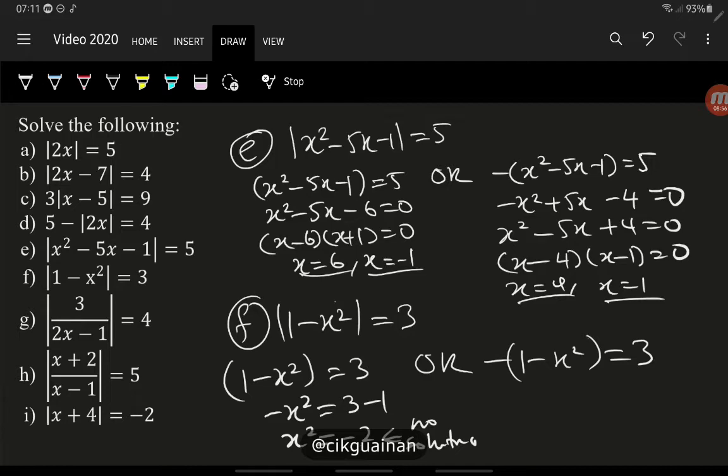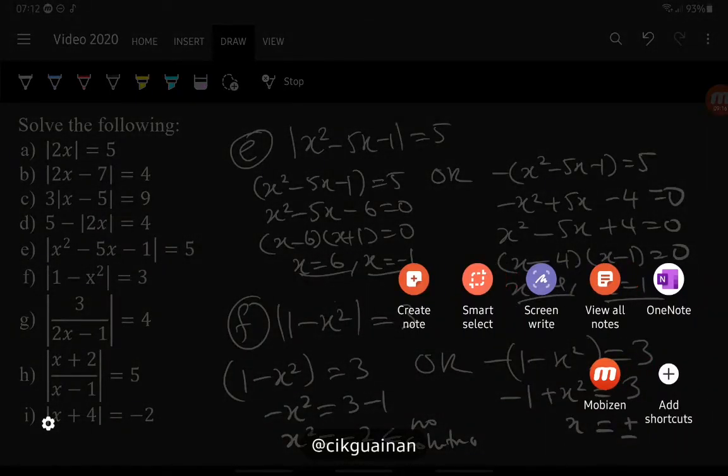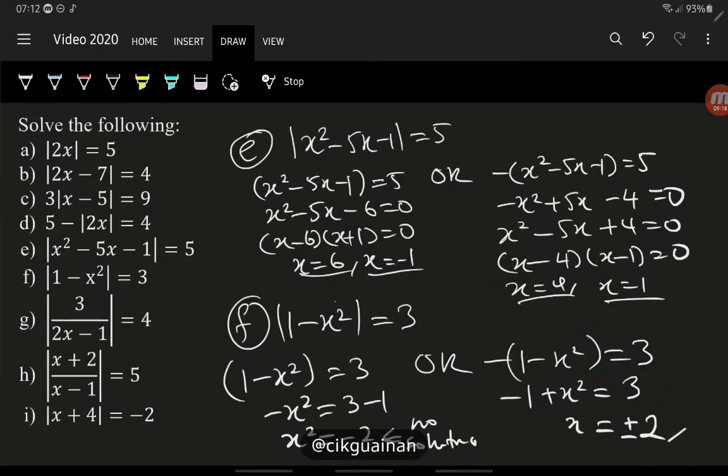Since if we are going to take the square root, we will get a complex number, an imaginary part. So no need. Okay, so x squared equals 4. So we are taking the square root, equals plus minus square root of 4, which is plus minus 2. Okay, so that's for F.